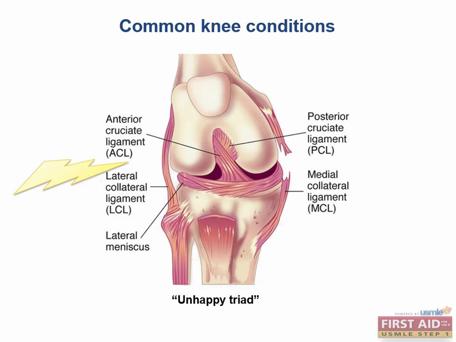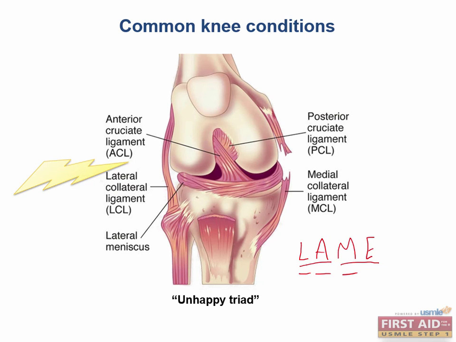I keep this all straight by remembering that an unhappy triad injury makes you lame. You can think of it this way: LA for lateral and ME for meniscus, or L for lateral meniscus, A for ACL, and the M is for MCL. A lateral knee injury in a contact sport is probably the most common way that this is presented in question stems.